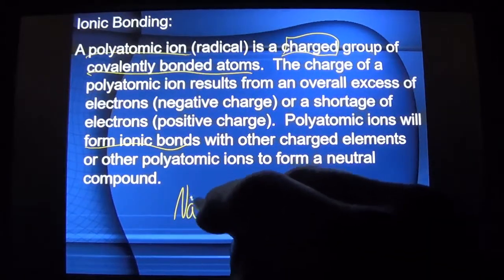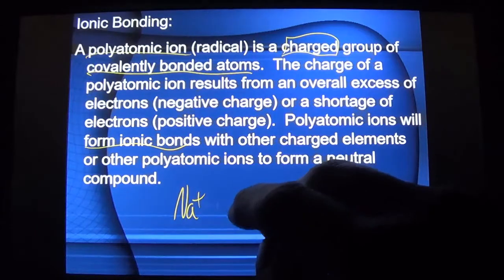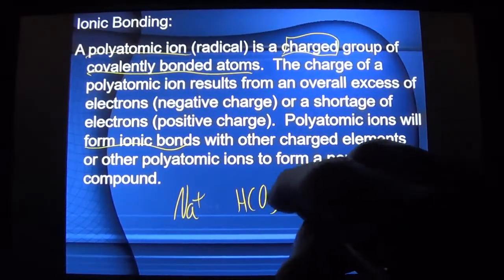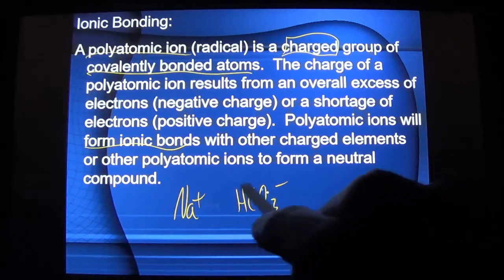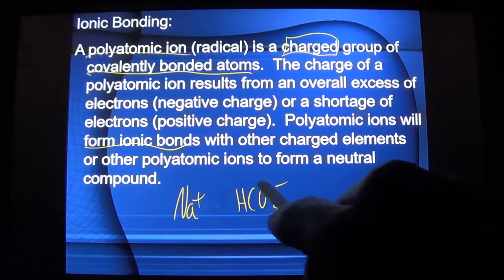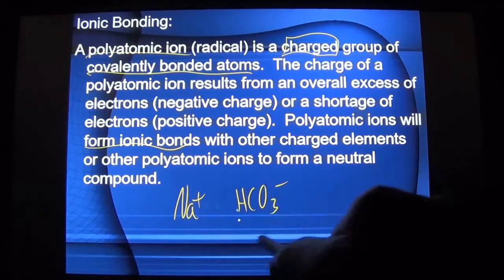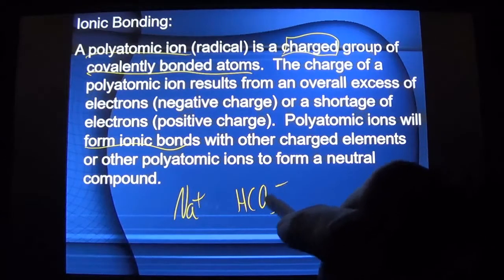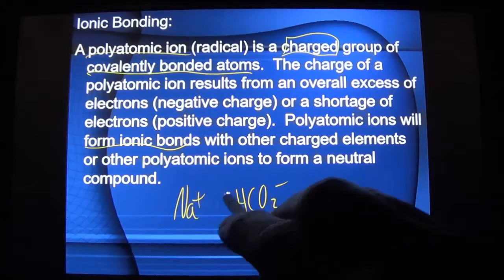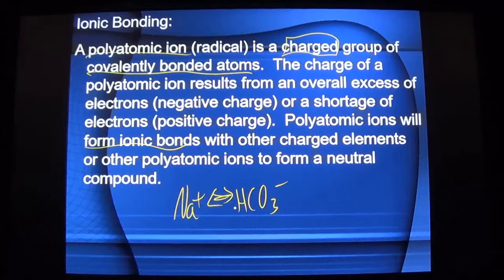So we know sodium will form an ionic bond because it's a cation. Well, we could bring in something like bicarbonate. All 5 atoms in bicarbonate here are covalently bonded together. But overall, the group has 1 electron more than those individual elements would have. So it is overall negative, and sodium is overall positive. And look, opposites attract. They're going to form an ionic bond if they get close together.